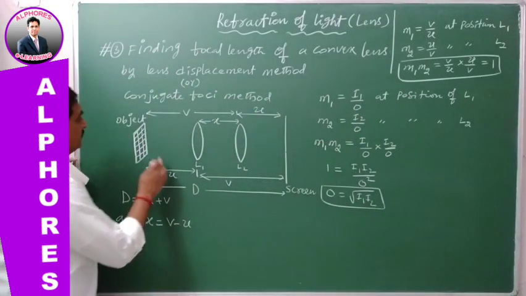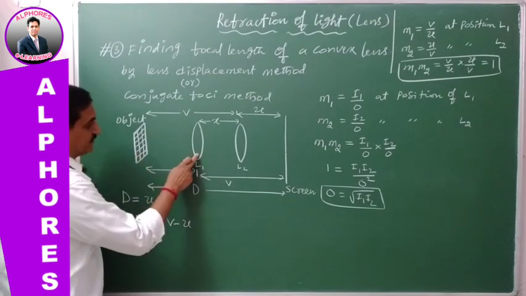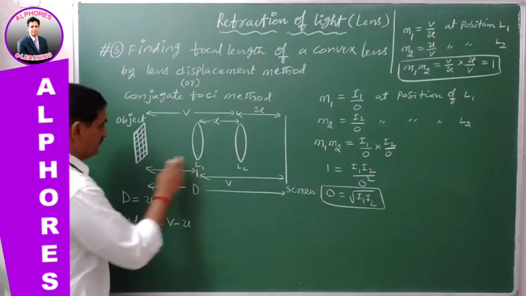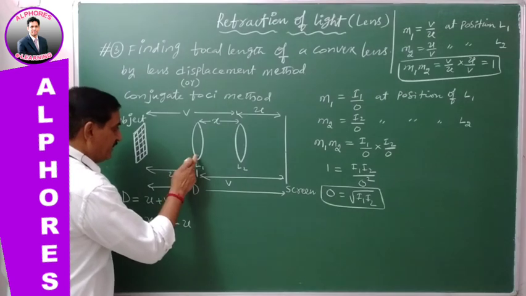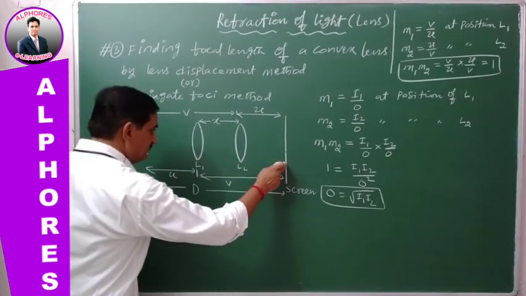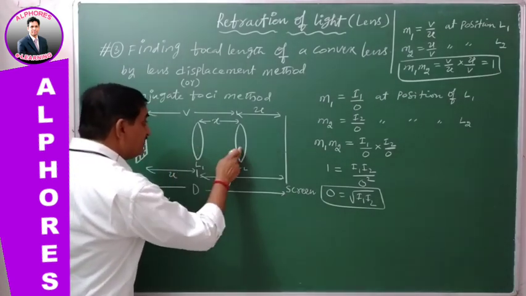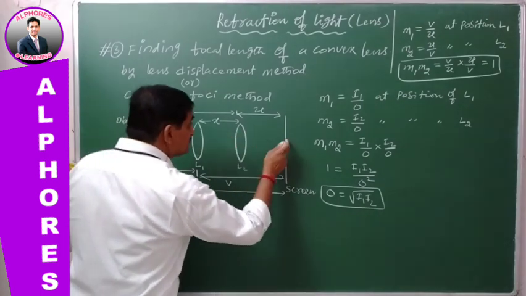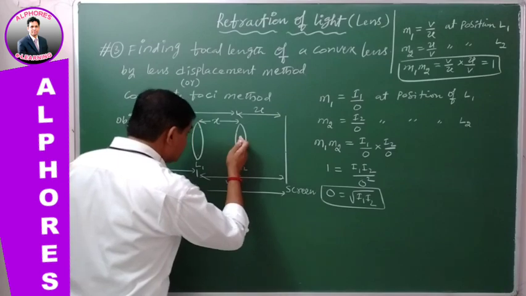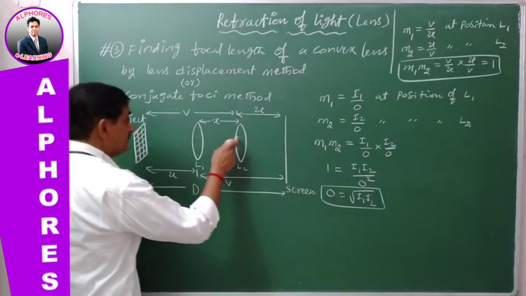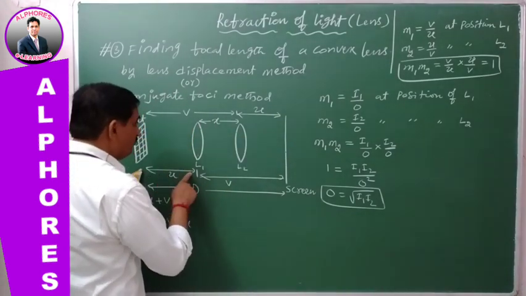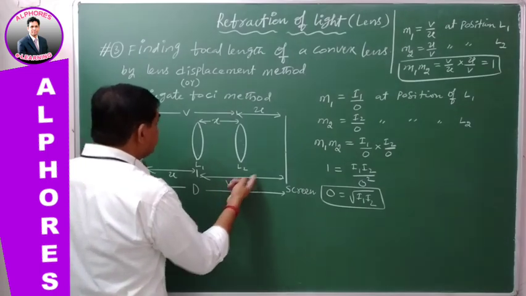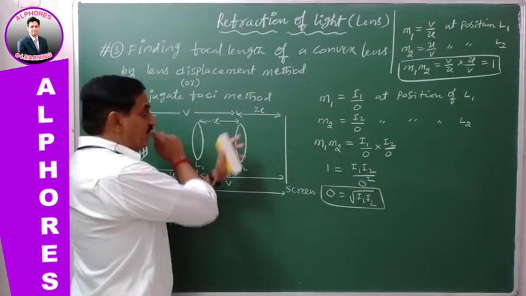Now here, this is the object. This is the first position of the lens, this is the second position. This is U, and at the first position V is this one. And at the other position, the second position, the screen acts as the object and the corresponding object distance is the image distance. So U and V are interchanged at the other point.